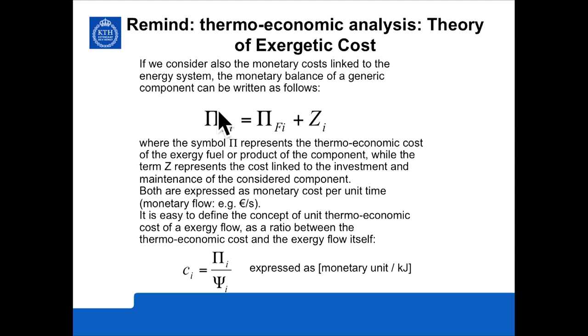The term P Greek, which is called the thermoeconomic cost of the product P_i of a component i, is equal to the P Greek, so the thermoeconomic cost of the fuel of the component i, plus the recovered investment cost of the component i, which is called Z_i. So the symbol P Greek represents the thermoeconomic cost of the exergy, fuel or product of the component i, while the term Z represents the cost linked to the investment and maintenance. Usually we also include the maintenance cost of the considered component i.